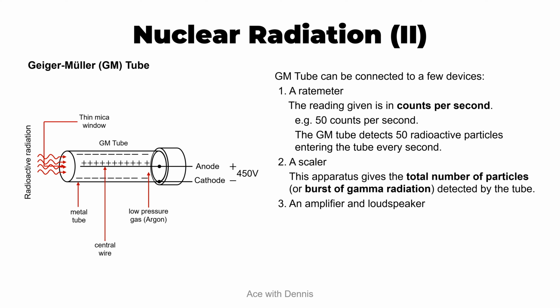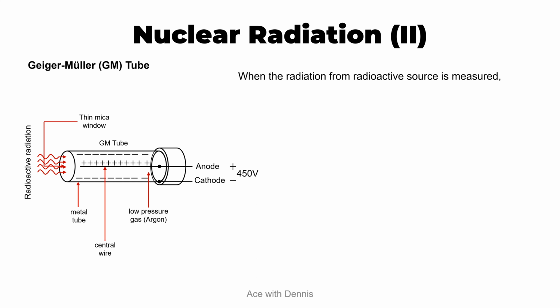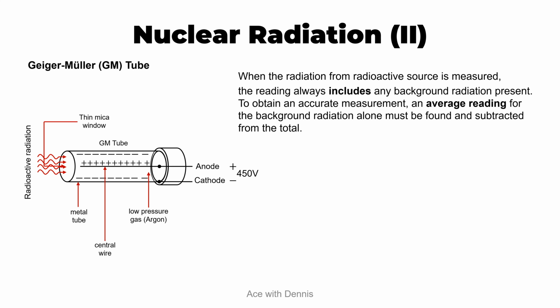Number 3. An amplifier and loudspeaker. The amplifier amplifies the pulse so that the loudspeaker makes a click sound when each particle or burst of gamma radiation is detected. When the radiation from a radioactive source is measured, the reading always includes any background radiation present. To obtain an accurate measurement, an average reading for the background radiation alone must be found and subtracted from the total.